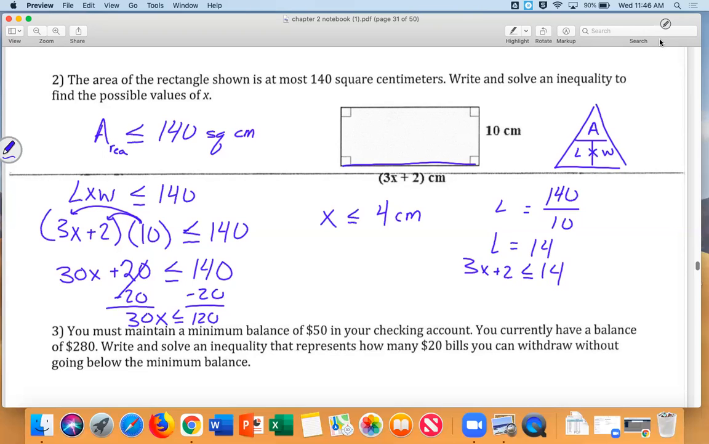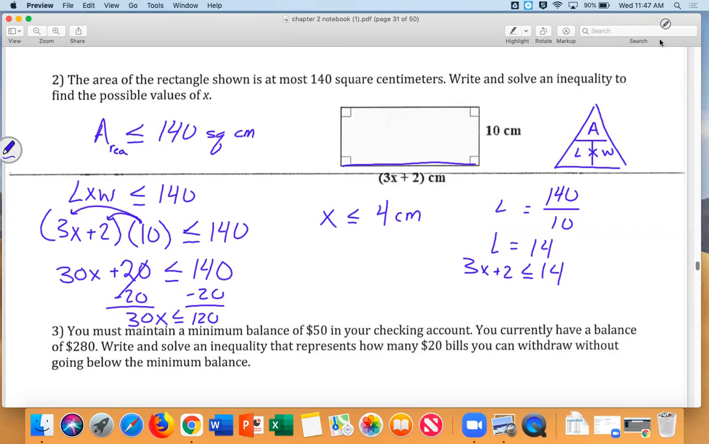the same things. My way just said, hey, we know that length times width equals the area, right? I wrote that right there, right? And then I did the same thing. I could have divided, but I chose to distribute and then go from there.